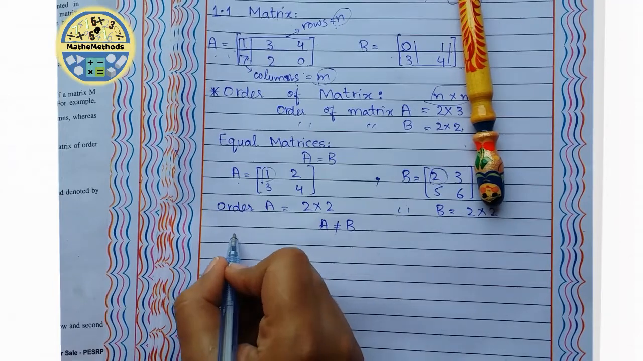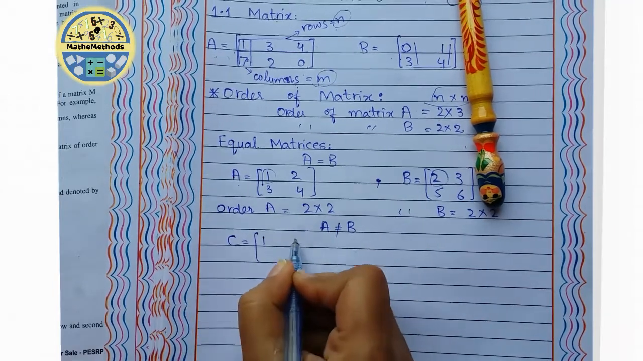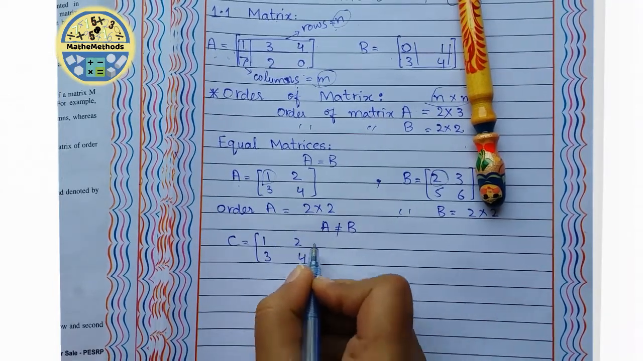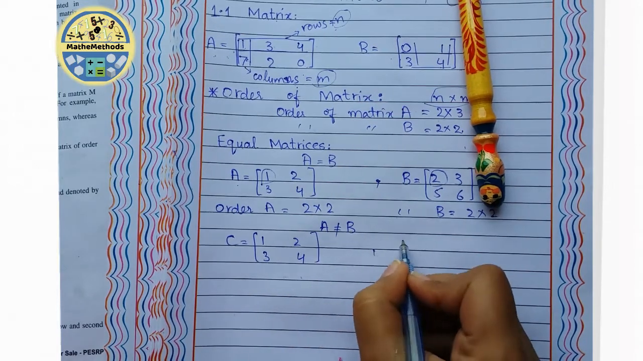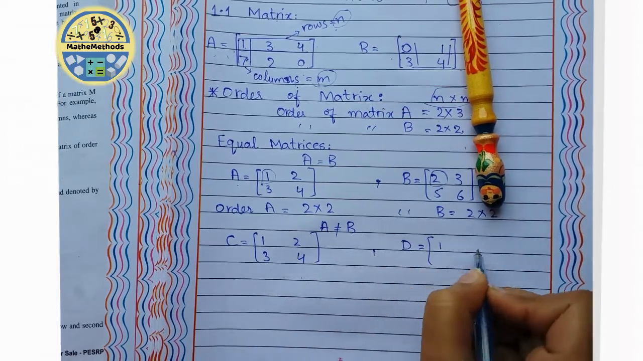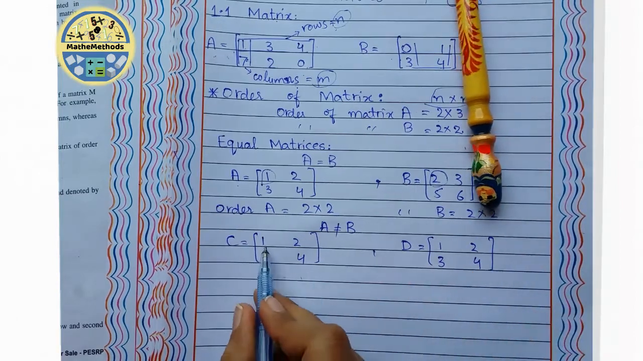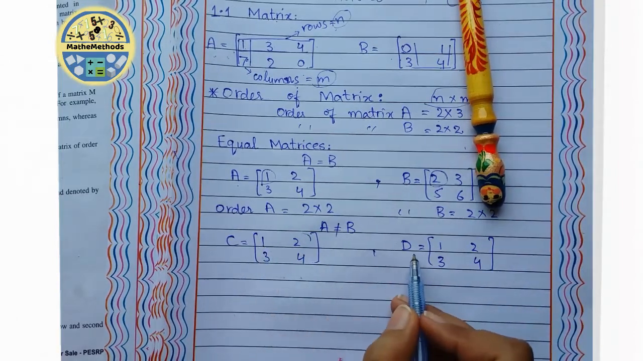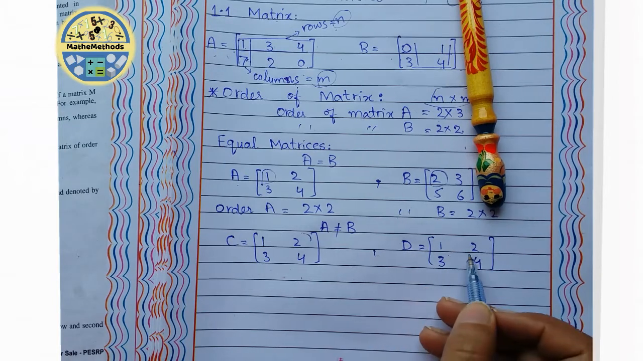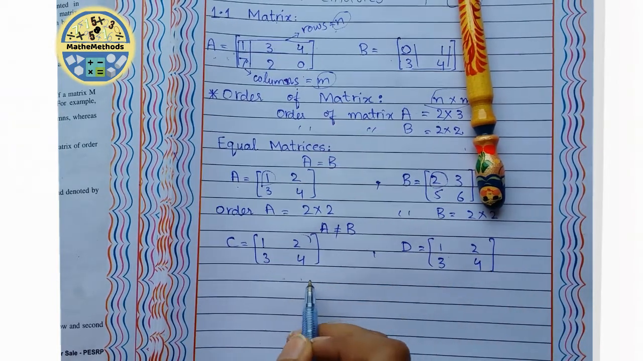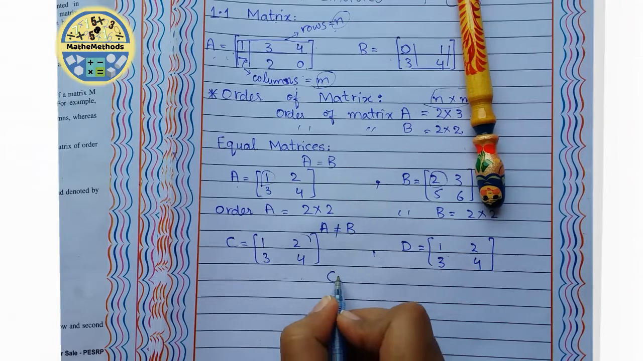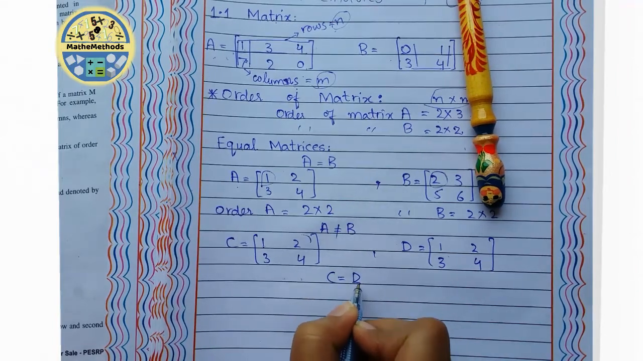For example, C is equal to 1, 2, 3, 4 and D is equal to 1, 2, 3, 4. Then the order of this matrix is equal to the order of this matrix. Further, their corresponding entries are equal. So we can say that C is equal to D.